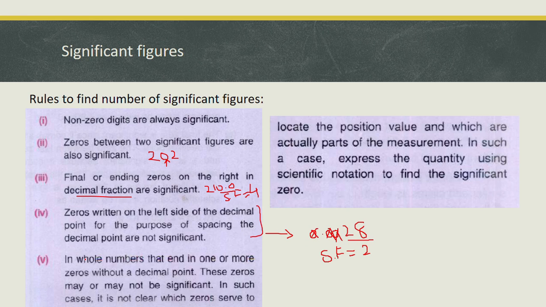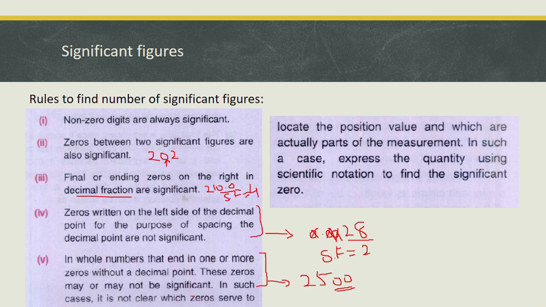Now the last rule: in a whole number that ends with one or more zeros without a decimal point, these zeros may or may not be significant. Now let's see what is the meaning of this point. For example, I am writing a number, let's suppose 2500. Now these two zeros, as it has no decimal point and they are on the right side, may or may not be significant.